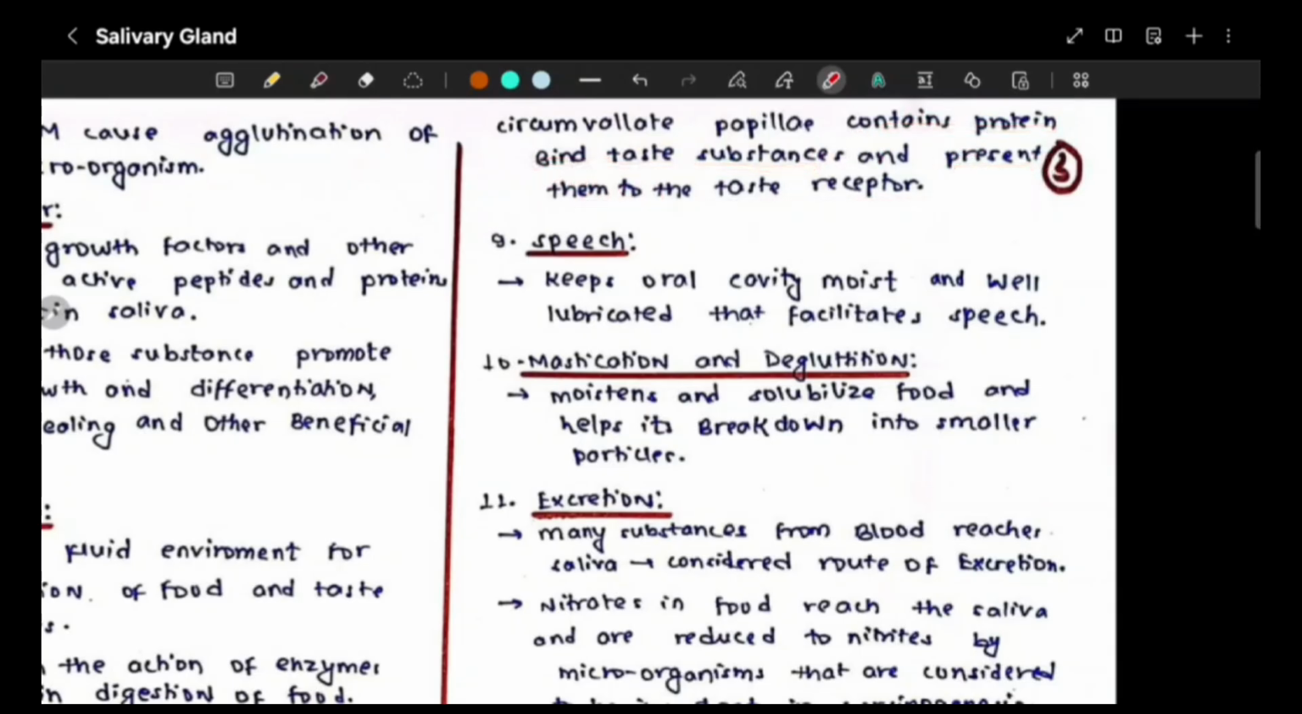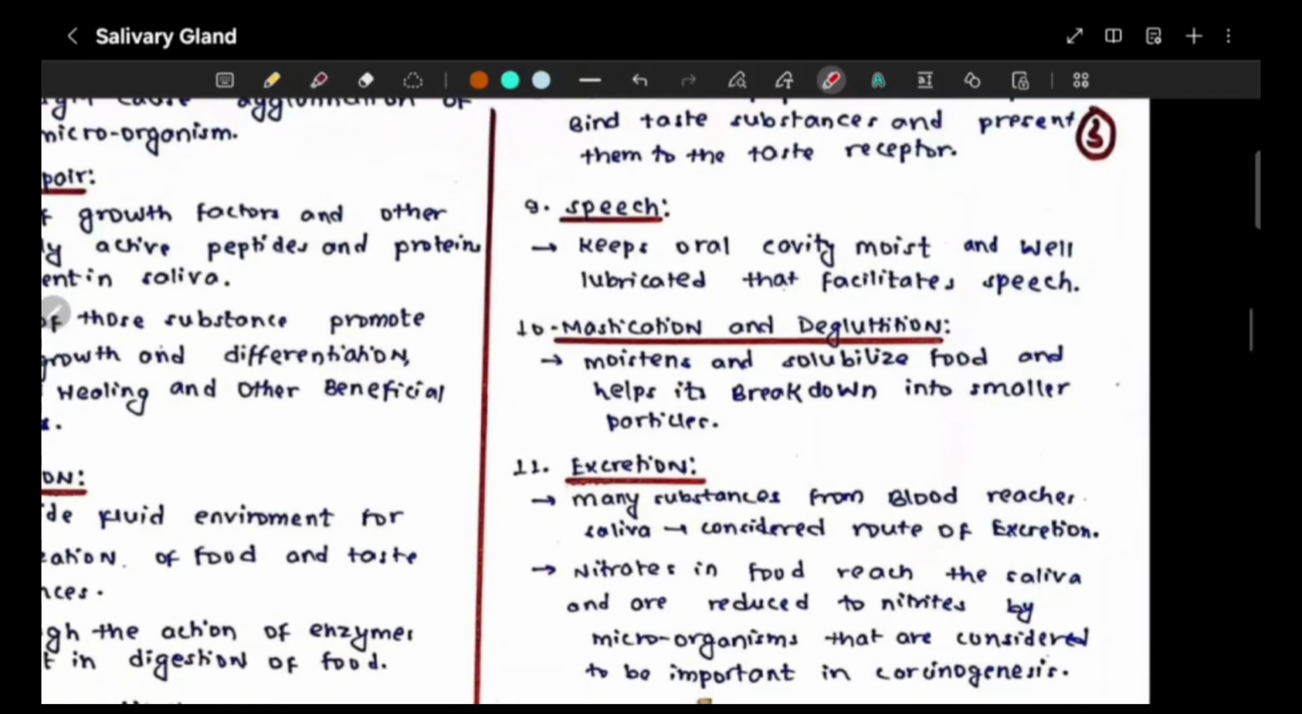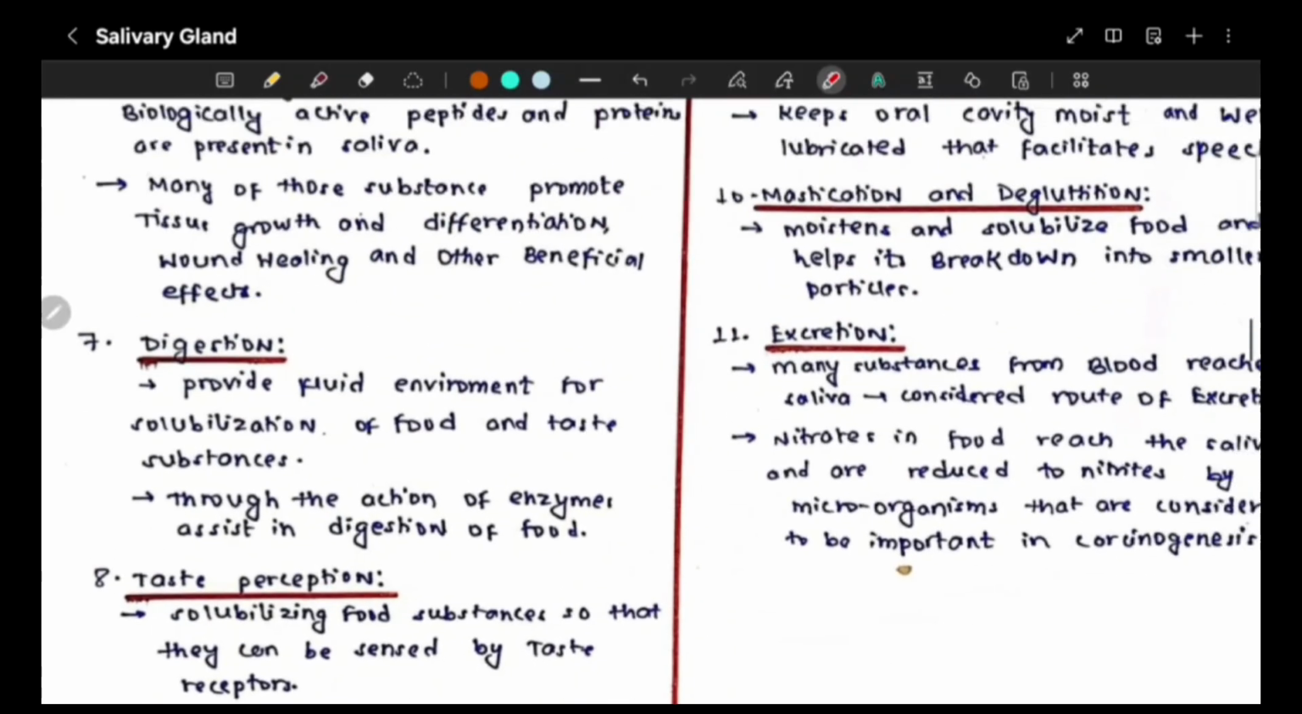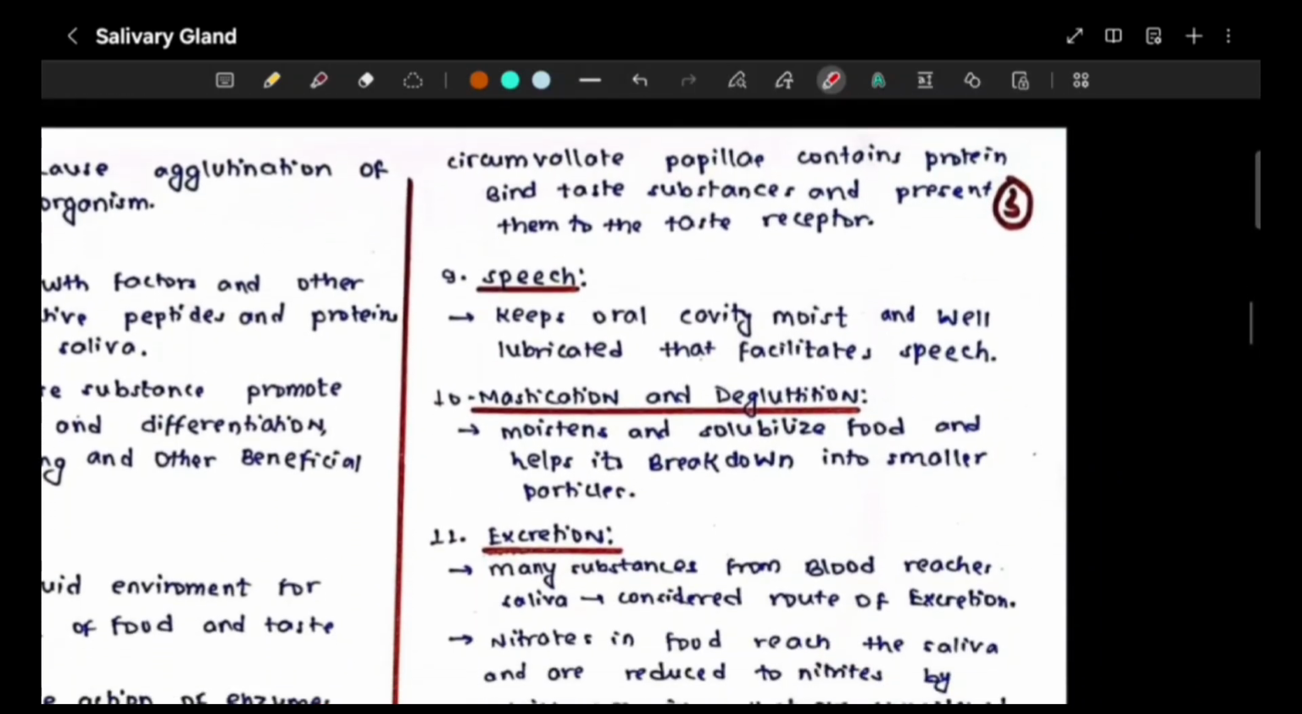We also have papillae present on our tongue. I have discussed those papillae in the oral mucous membrane video, the oral mucosa video, so you can just watch that video. I discussed the circumvallate papilla in detail there. Around this circumvallate papilla we have minor salivary glands, called von Ebner's glands, which produce the protein that binds the taste substances and presents them to the taste receptor. So that is also one of the functions of the saliva.